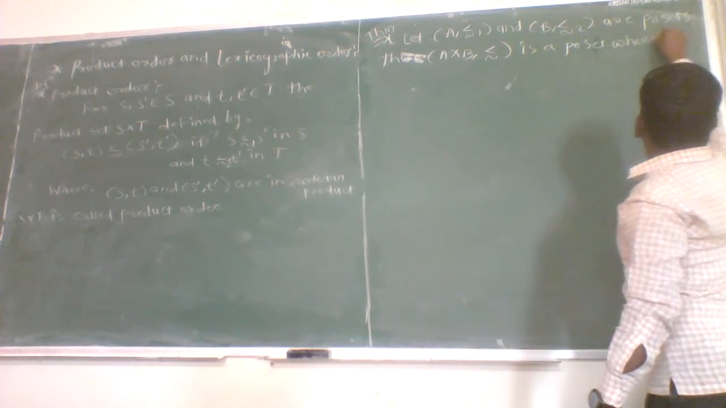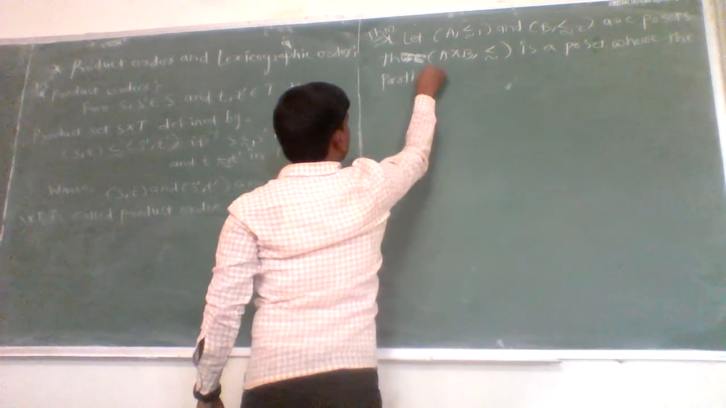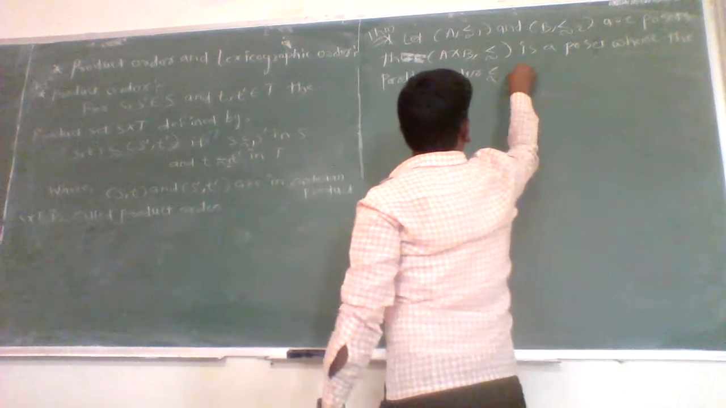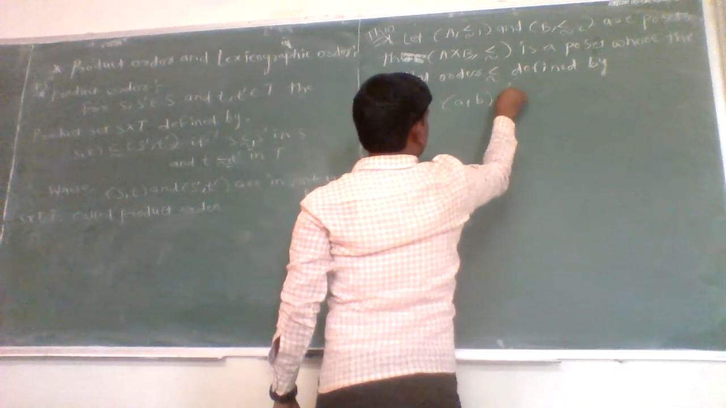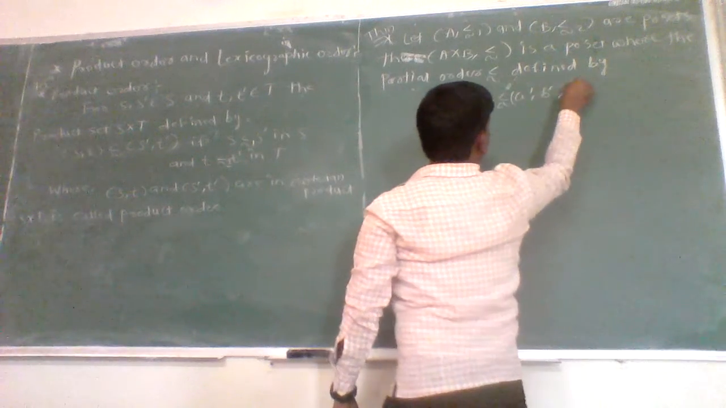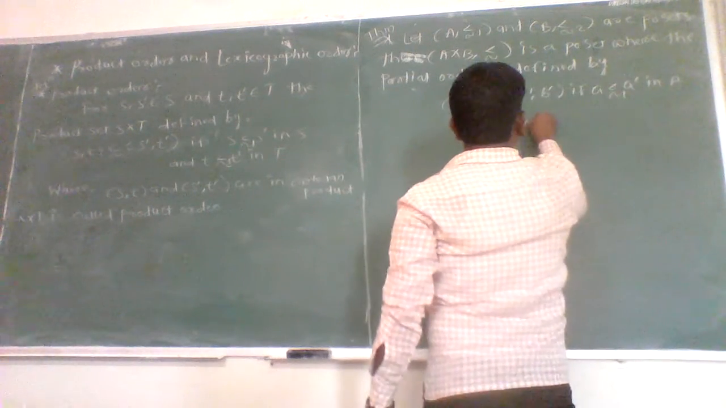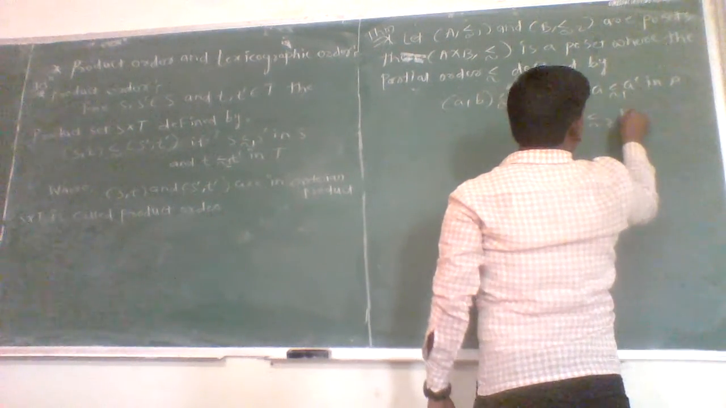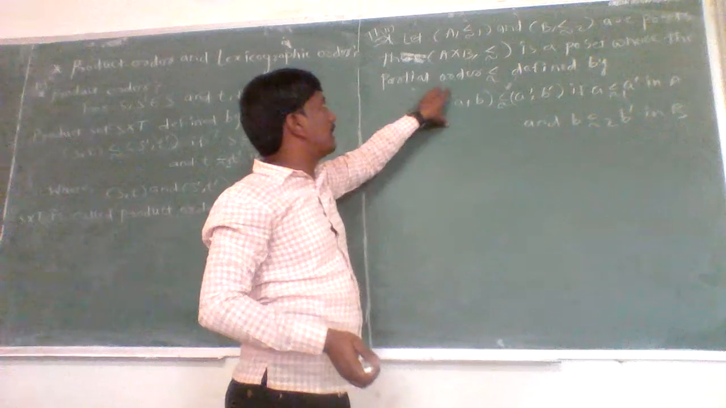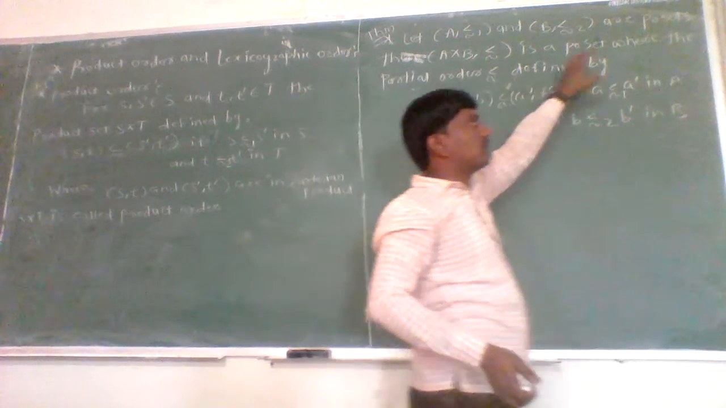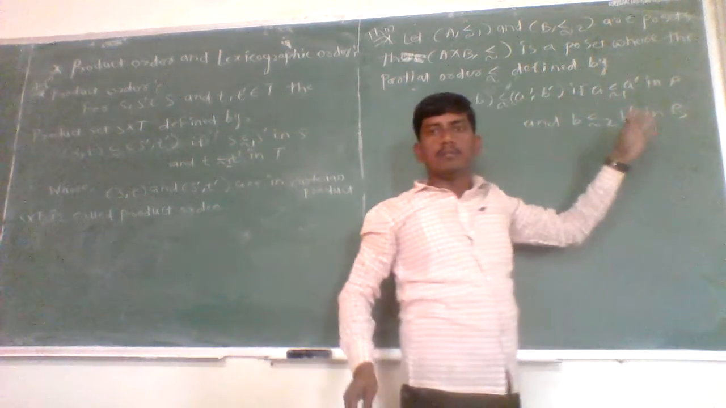where the partial order is defined by (a, b) precedes (a', b') if a precedes 1 a' in A and b precedes 2 b' in B. So here we have been given two posets A and B, and we have to prove that the Cartesian product A cross B is also a poset, where the relation is defined by (a, b) precedes (a', b') if a precedes a' in A and b precedes b' in B. Let us prove it.